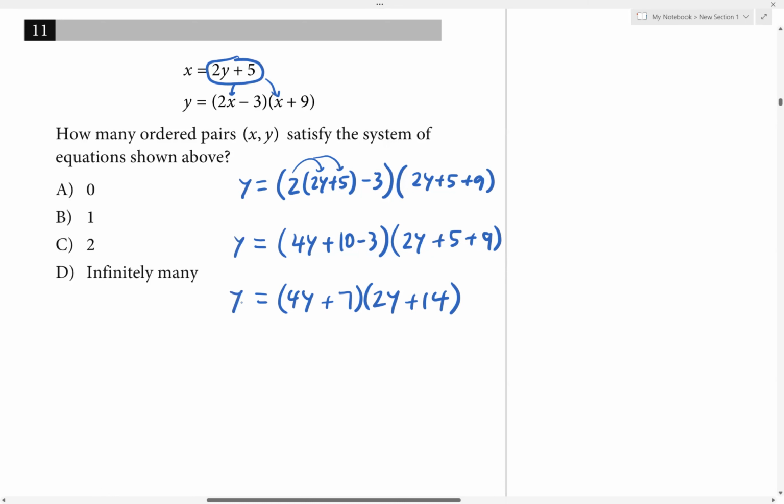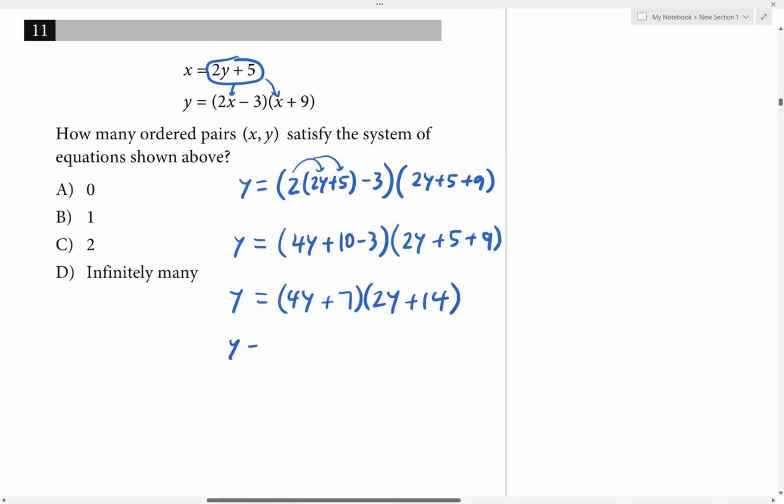Okay, and we want to figure out how many solutions we have. So what we could do from here, since it's a quadratic equation, is set it equal to 0, and then we can solve for y. It's a little bit weird, usually we're solving for x, but we can use the same method here. Since this equation is all with y, we can still solve for y. But since it's quadratic, we do have to set it equal to 0 first.